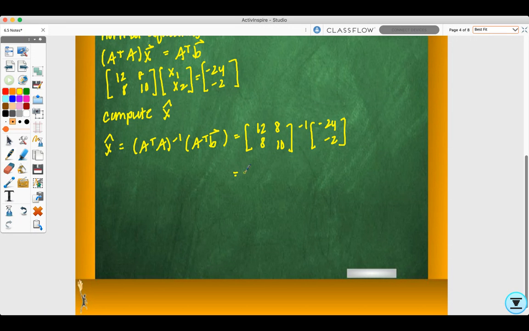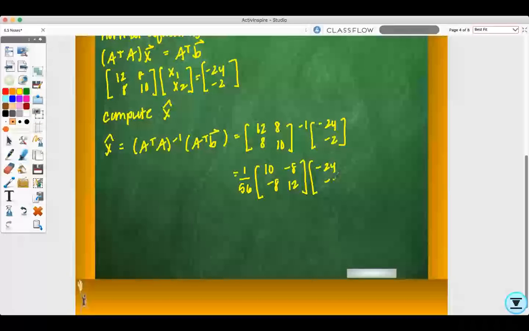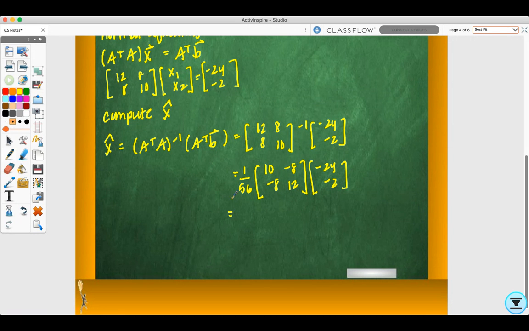A transpose A inverse would be 1 over 56 times 10, negative 8, negative 8, 12, times negative 24, negative 2. This would be 1 over 56 times the matrix 224, negative 168, which reduces to negative 4, 3. So the least squares solution for this would be negative 4, 3.